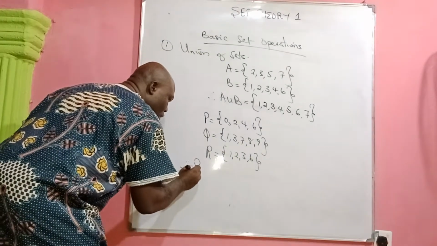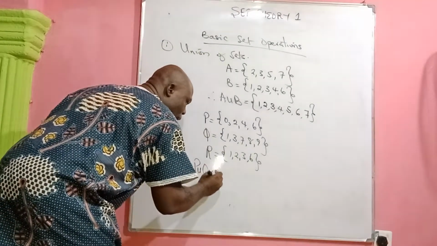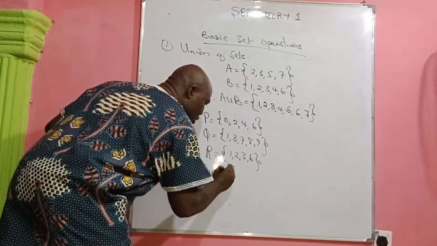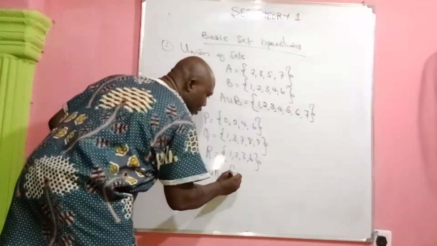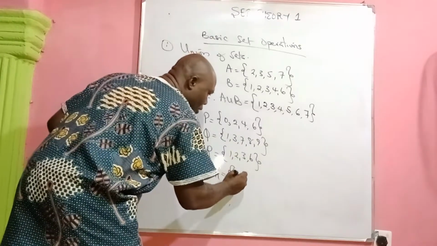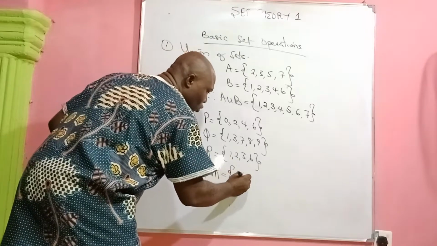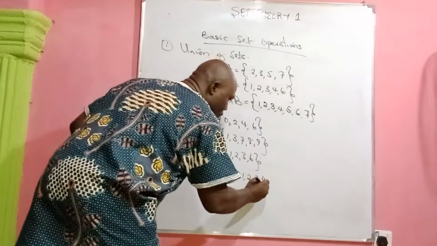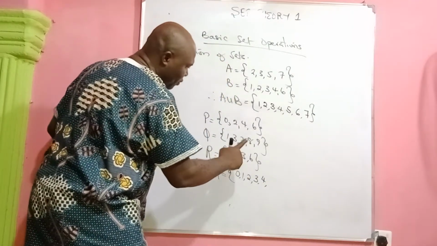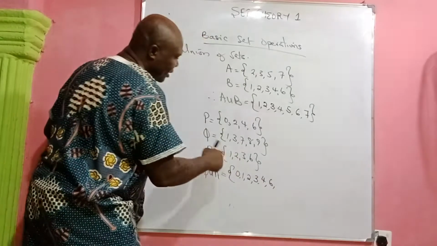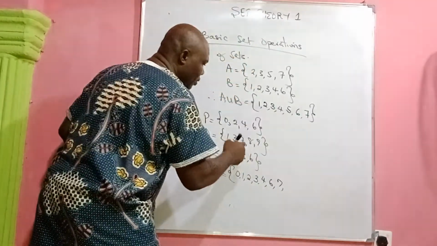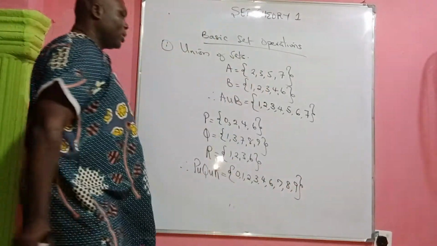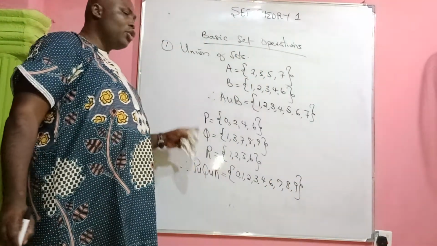Therefore, P union Q union R, which is a union of all the three sets P, Q, and R. So we begin the union of the three sets. We start from the least element 0, then we have 1, no repetition. Any other one we have 2, no repetition. After 2 we have 3. After 3 we have 4. After 4 there's no 5, so we have 6. After 6 we have 7. After 7 we have 8. After 8 we have 9. So that gives us the union of the three sets P, Q, and R.